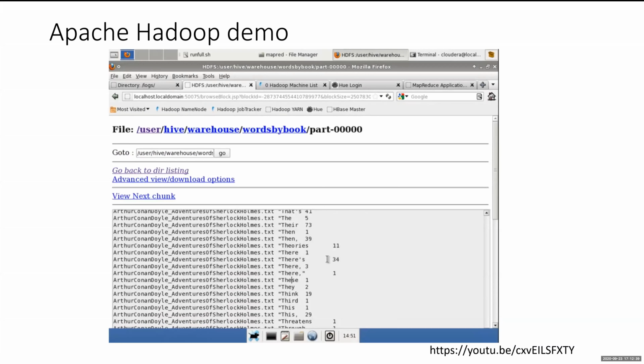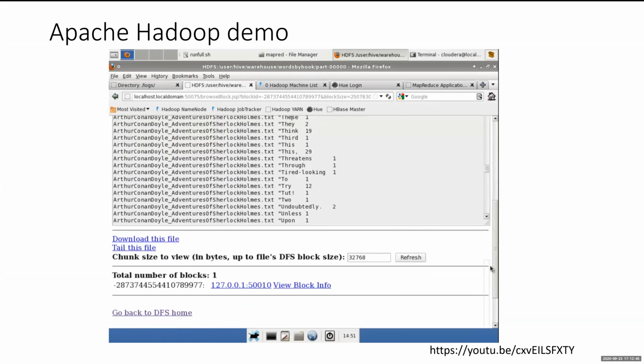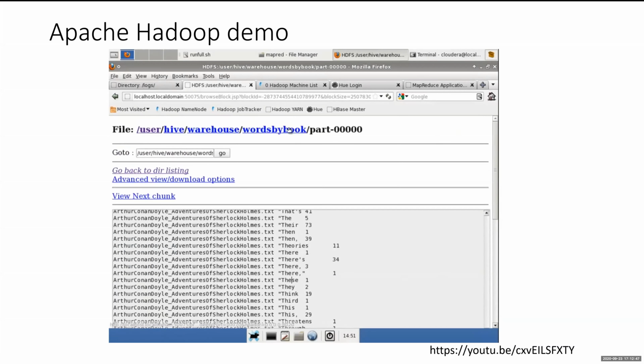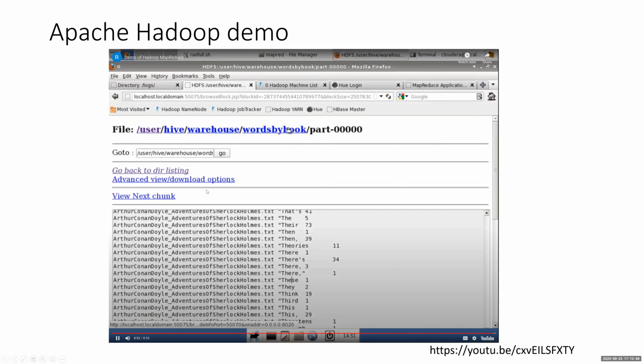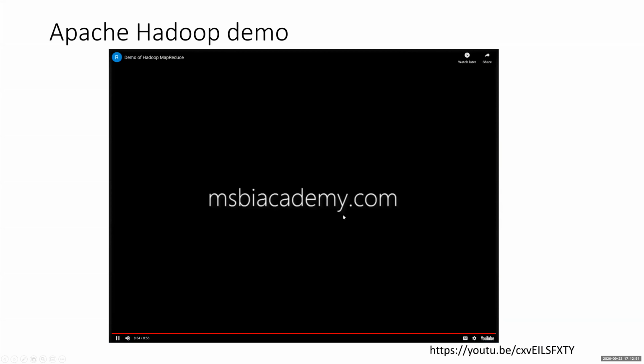So later on, we'll actually take this and push this back into SQL Server. We'll make Hive tables with it and do some various different things. But that's effectively a basic intro to using MapReduce and creating MapReduce programs.